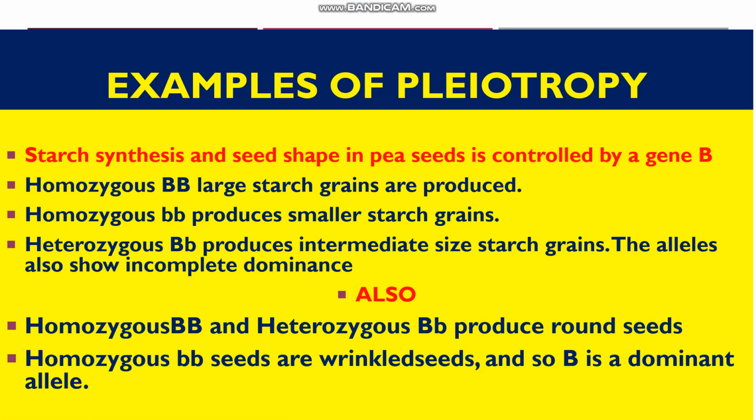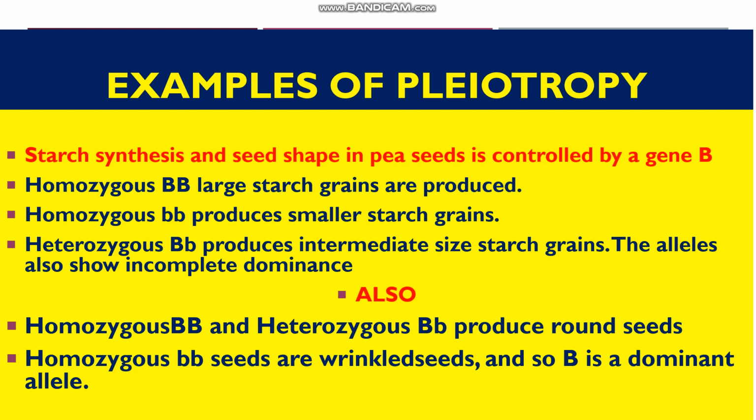A gene B, that is a pleiotropic gene. This gene controls two traits. One is starch synthesis and the other is seed shape. In the homozygous dominant condition, capital B, large starch grains are produced. In the homozygous recessive condition, small b, smaller starch grains are produced. Whereas in the heterozygous condition, capital B, small b, intermediate size starch grains are produced.